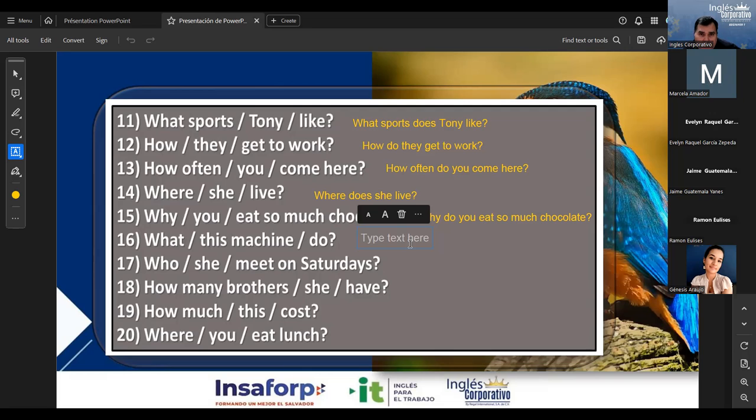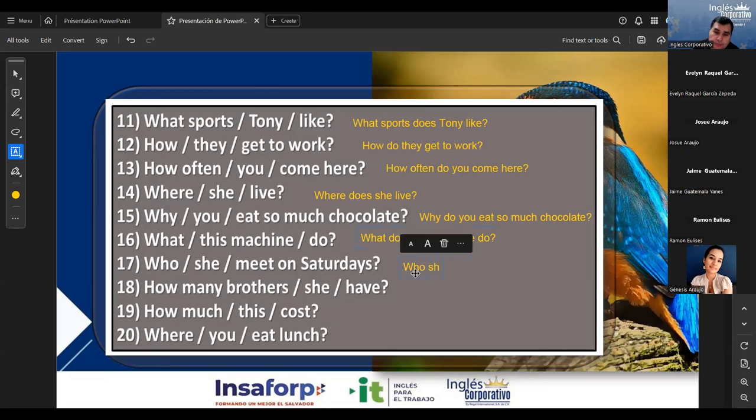What does this machine do? She does meet on Thursday. Who does she meet?